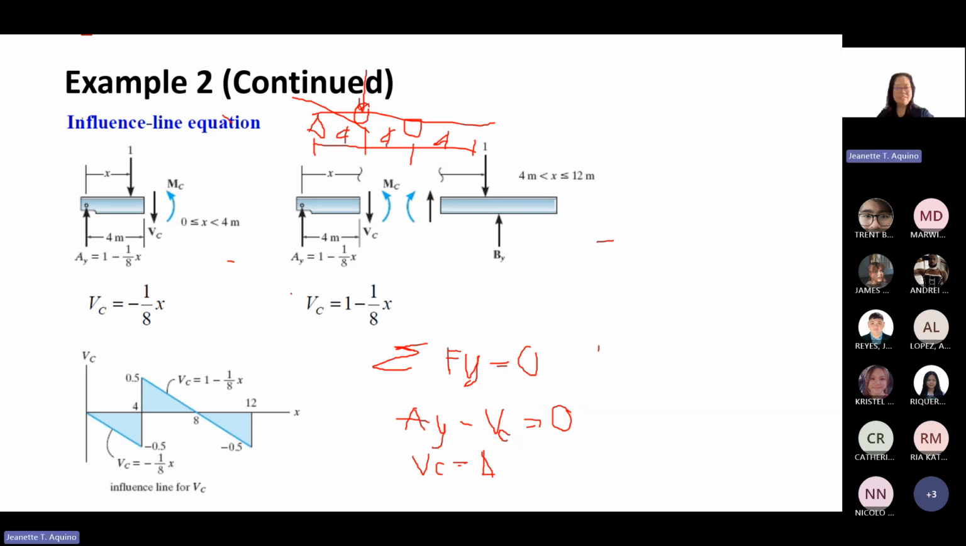Probably we can use this influence line equation for shear to draw this. How we come up with this is, we substitute the values. So we go back to the table, we tabulate. Example 2.